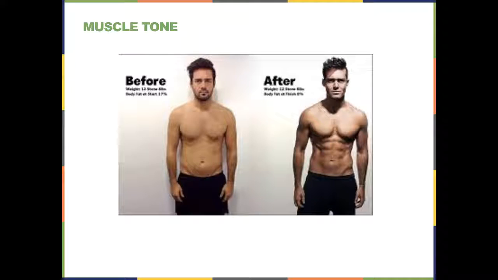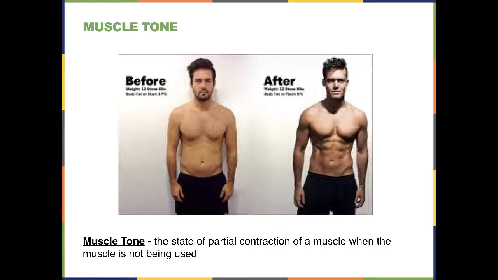Muscle tone is defined as the state of partial contraction of a muscle when a muscle is not being used. And this diagram essentially shows two individuals with two different degrees of muscle tone. The person on the left obviously has less muscle tone than the person on the right.